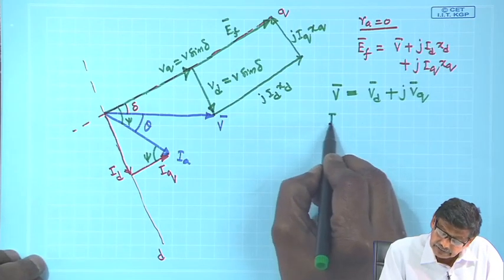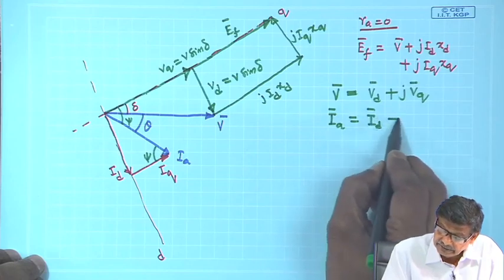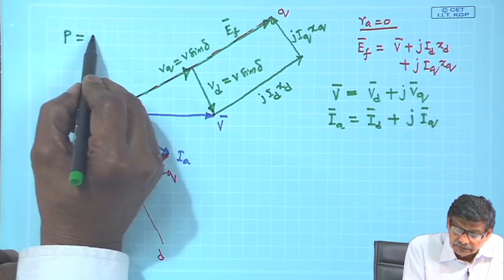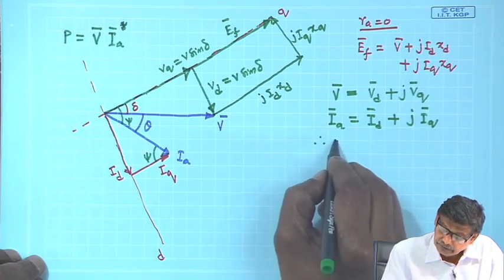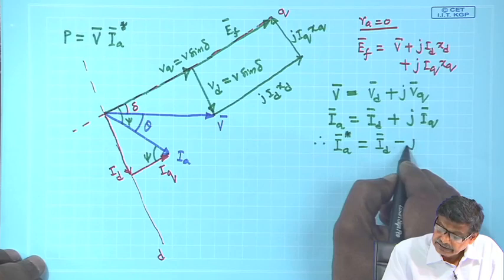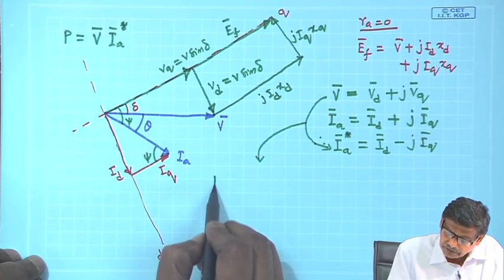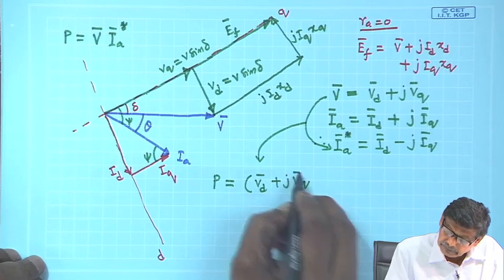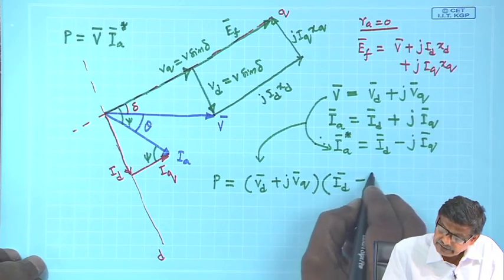Similarly, Ia can be written as Id plus jIq, what else? Now, power, I am planning to do this operation, V Ia star. Therefore, Ia is this, so Ia star, the complex conjugate, will be Id minus jIq, is not? Then I have to multiply these two to get power. So, let us multiply. Voltage is Vd plus jVq and the complex conjugate of the current is Id minus jIq.